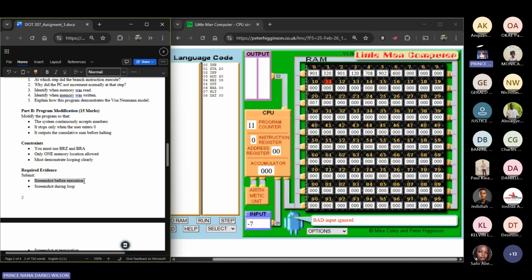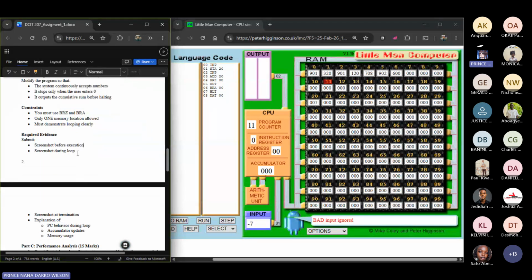But if you like, you can take the shots, save them, and then come and order them later. That's just another option. Just do as you see fit. And we have to demonstrate the looping clearly. So after we take the screenshot for execution, after we run the program, when it gets to the looping instruction, we take another shot of that. And then we take a screenshot at termination too. So after the program has halted, we take a screenshot too.